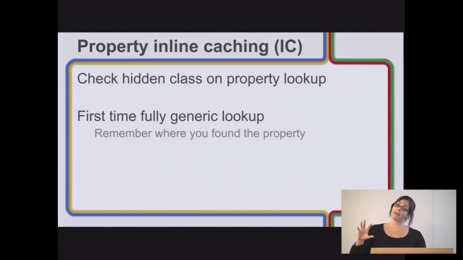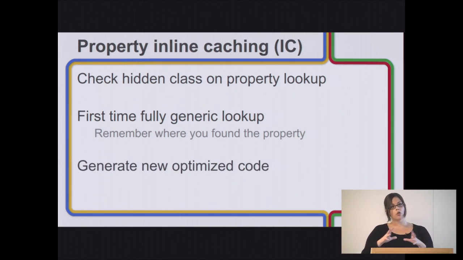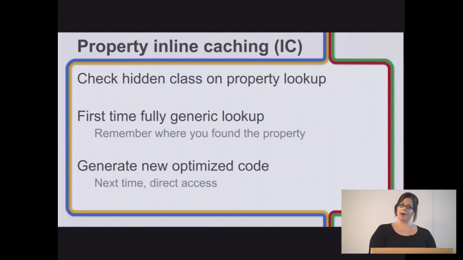But once you've found that property once, you can remember the offset to it. You can remember where you found that property and use it later, which means you can generate new optimized code which specifies how you look up that particular property on that particular object. The next time you want to look up a property with that name on an object of that type, you can have direct access. You know exactly where to go in an object of that type, and it's much, much, much faster. That's what having a hidden class gets us: we can make property access really fast through inline caching.